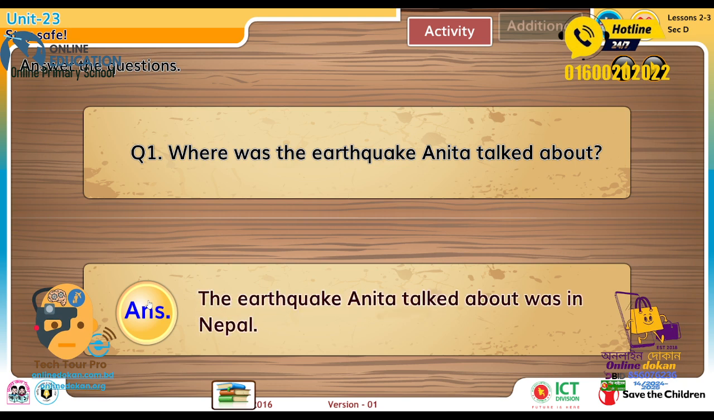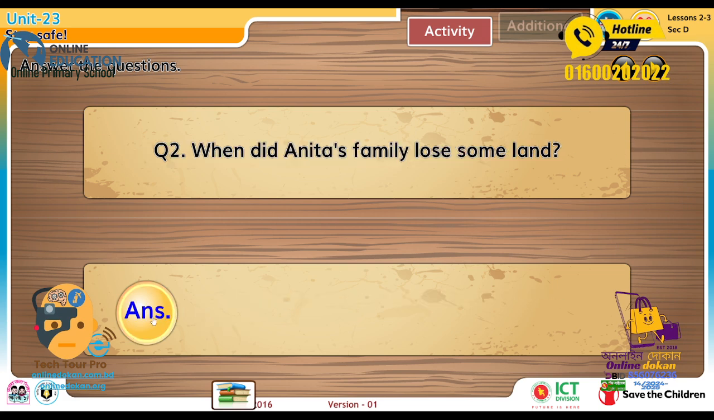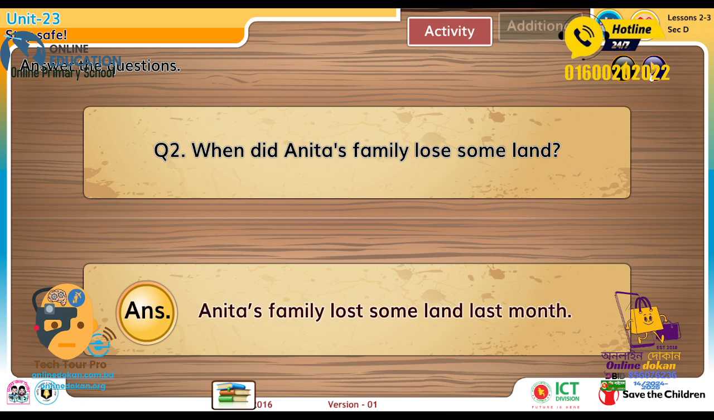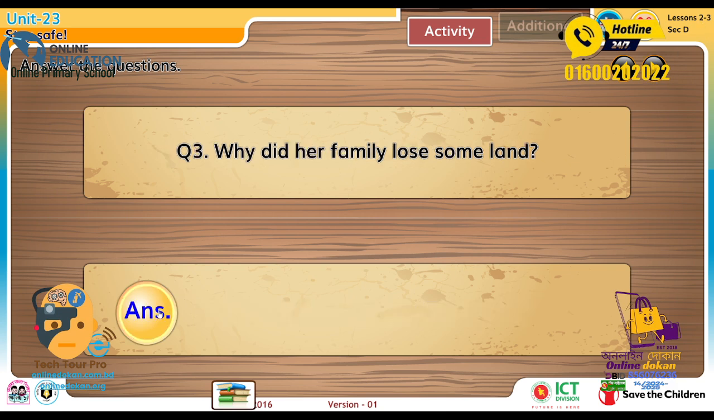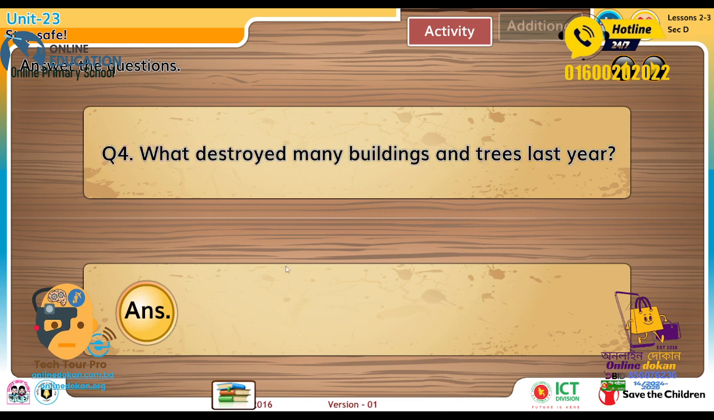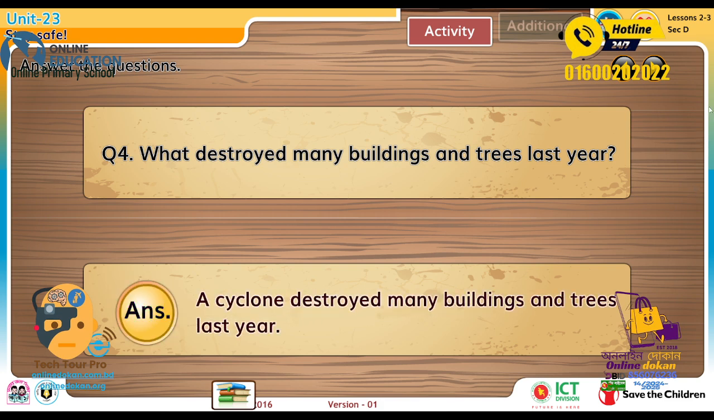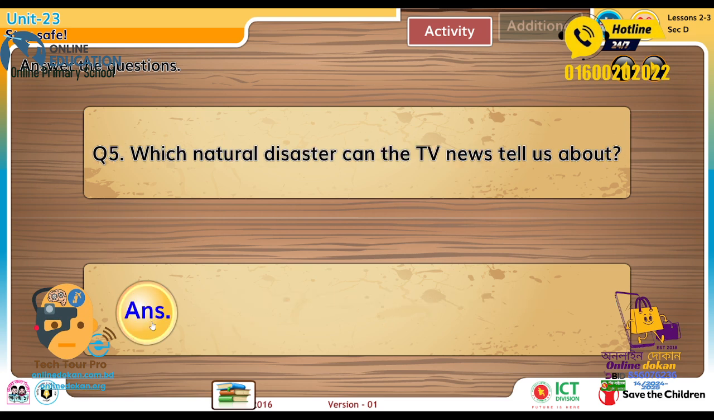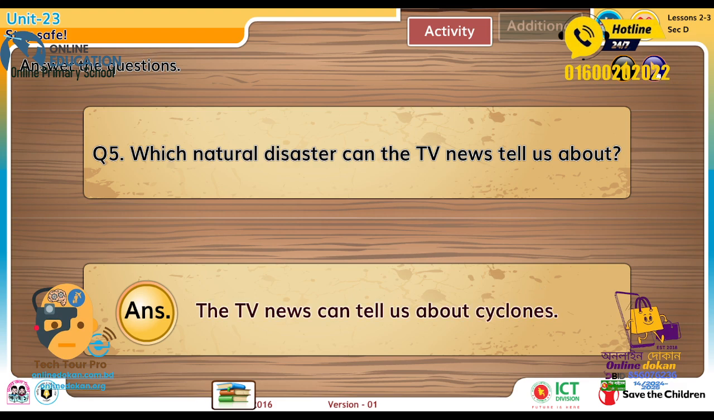The earthquake Anita talked about was in Nepal. Anita's family lost some land last month. Her family lost some land because of river erosion. A cyclone destroyed many buildings and trees last year. The TV news can tell us about cyclones.